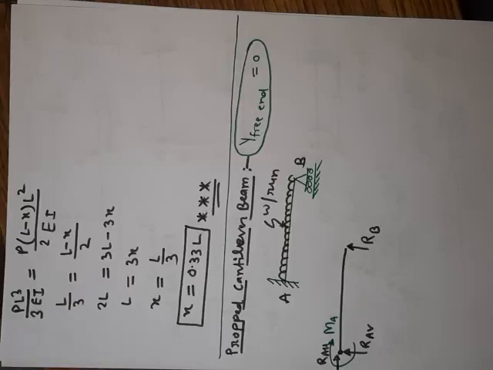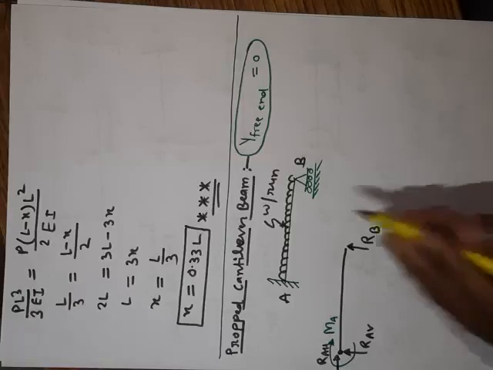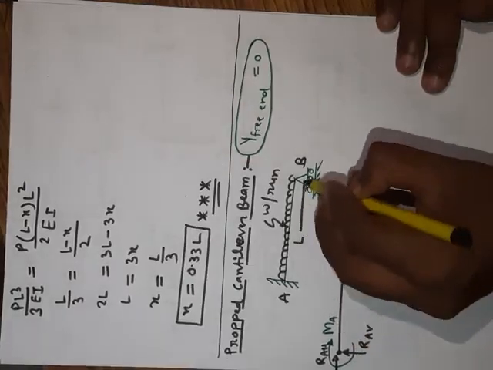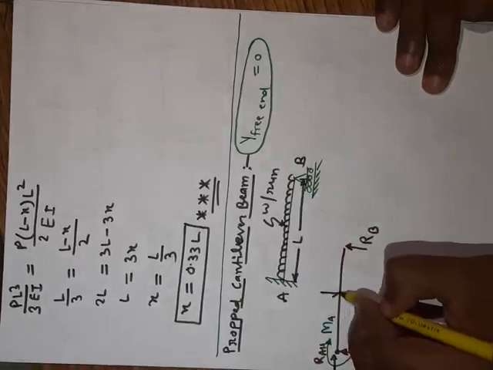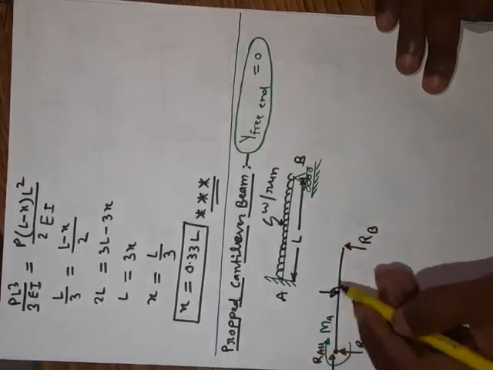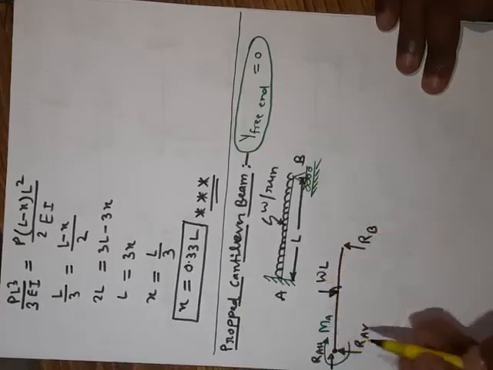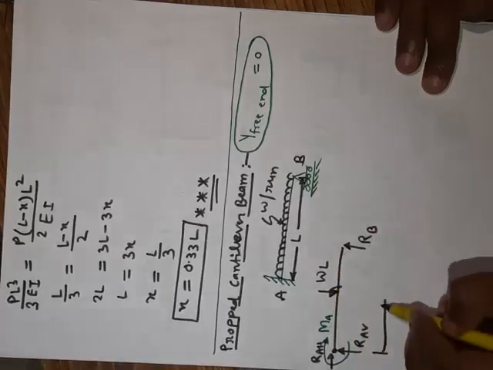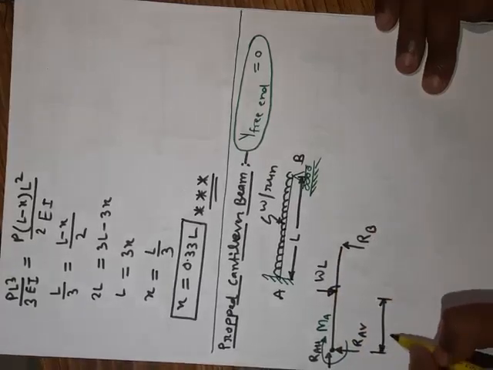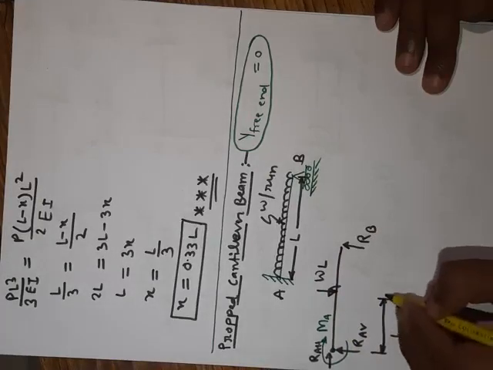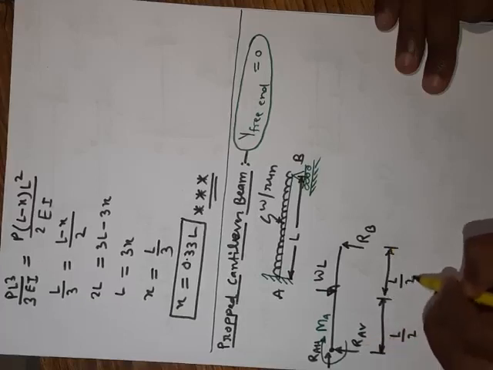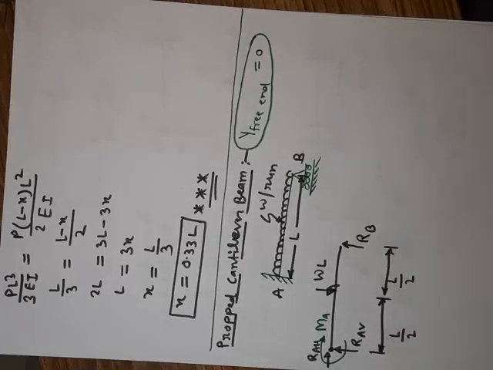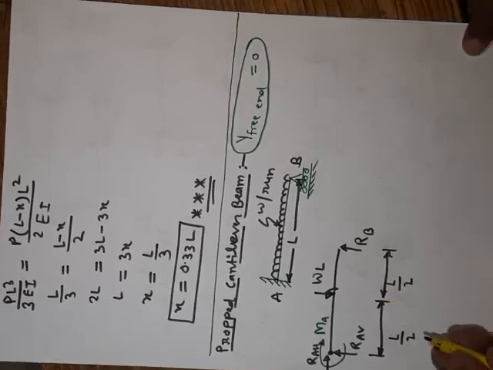If our magnitude comes out positive, it means our assumed direction is correct, otherwise incorrect. And we will resolve or break this UDL into a point load. This UDL will become a point load W into L, and it will act at L by 2. So students, we will use our equilibrium equations.